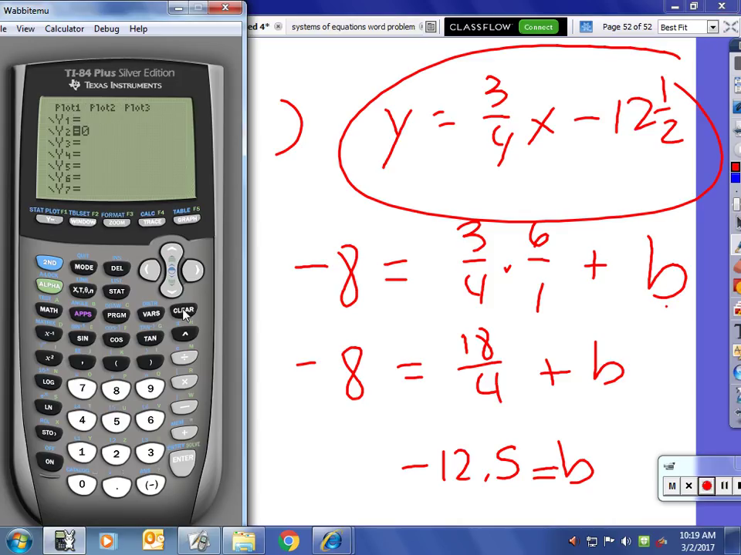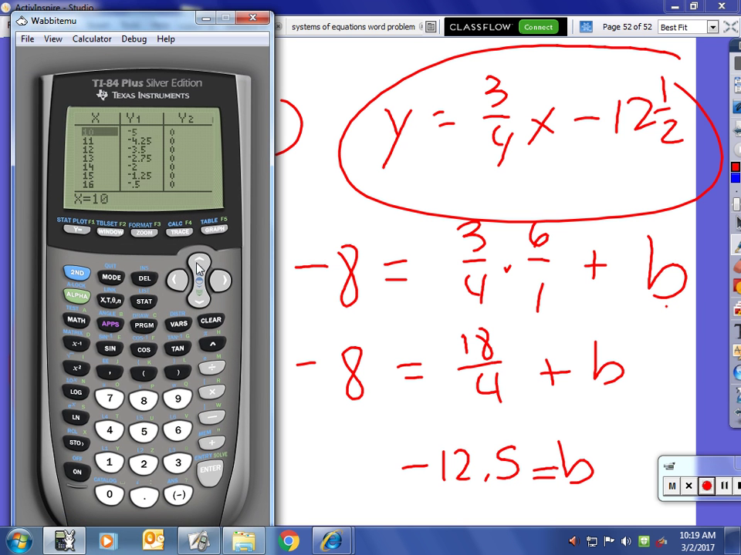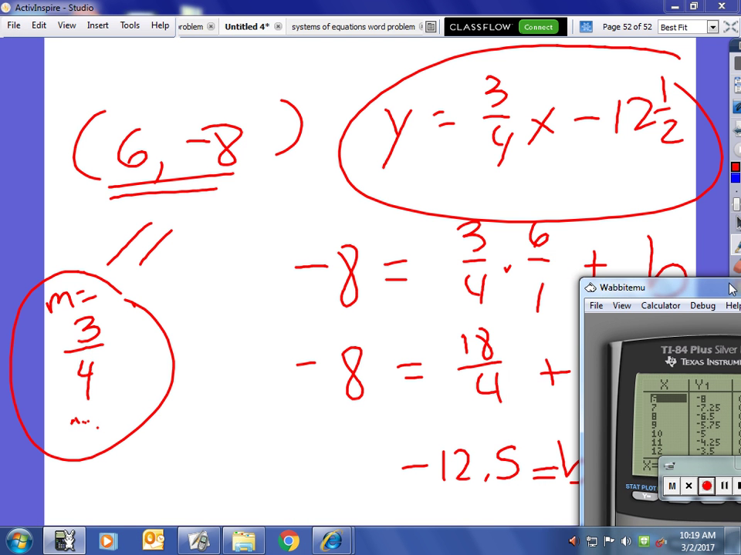Let's do that. Y equals 3/4 x minus 12.5. And then I'm going to look at my t-chart, and I better have the point 6, negative 8. And it is there. So that at least gives me a little bit of a warm fuzzy that I got the right b value. Hopefully I used the right slope as well.